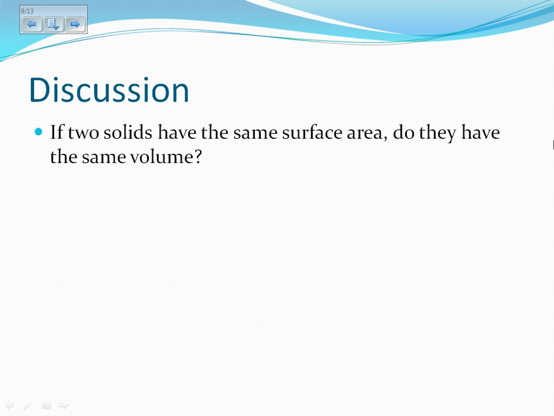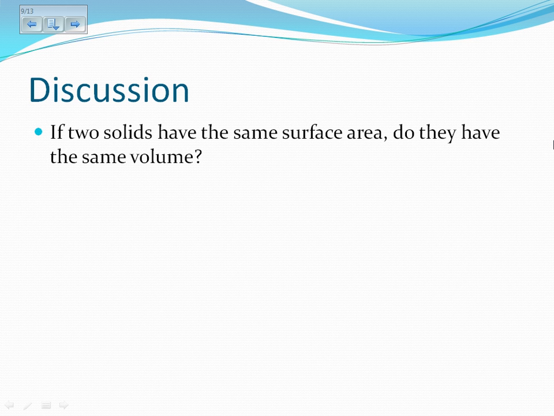I think it would be the same volume because if you had two containers that were different shapes with the same surface area, that means they have the same area around the outside. So I think it would follow the same. Okay. Alright. Every time the same?